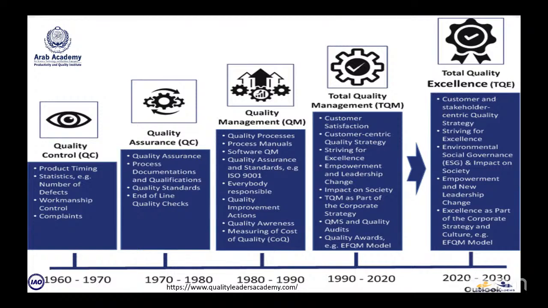Do you notice anything? Here, you see, what do you see? All these things are taller. I mean, the columns are getting taller, starting from quality control to total quality excellence. The columns are getting taller, right? So, do you think this is an accident?